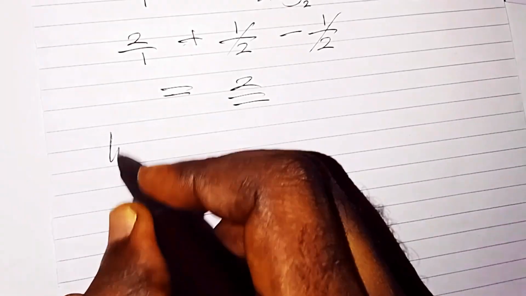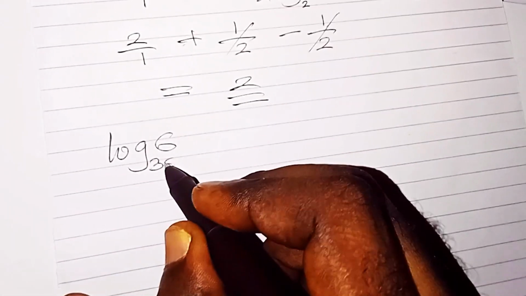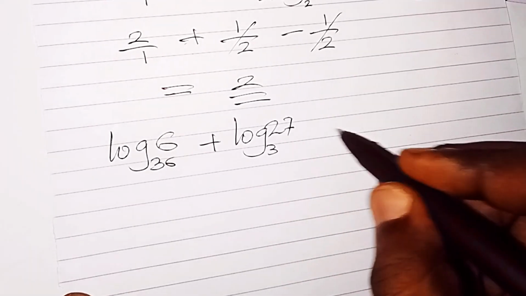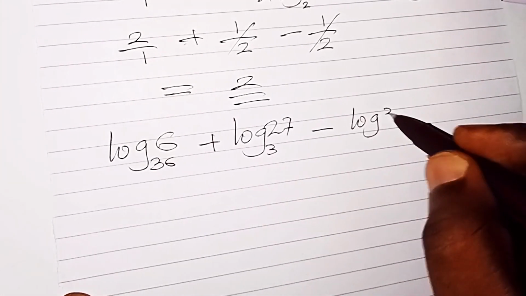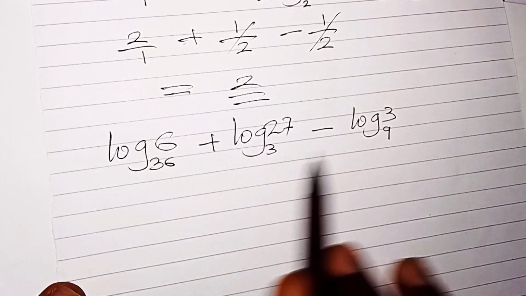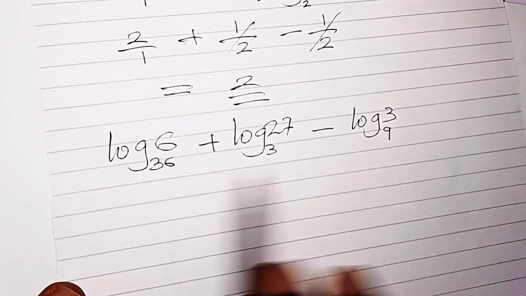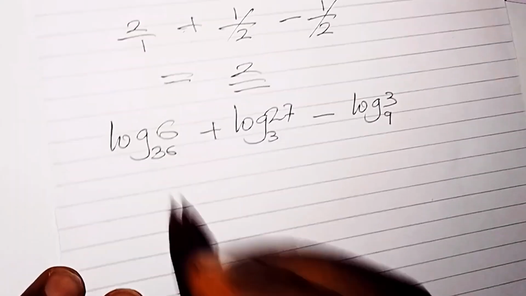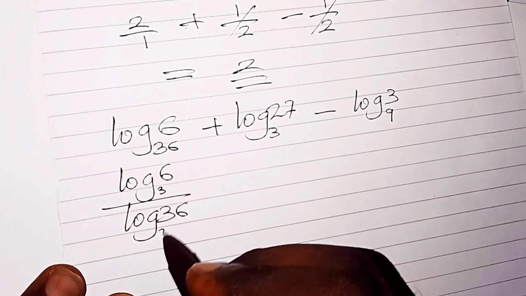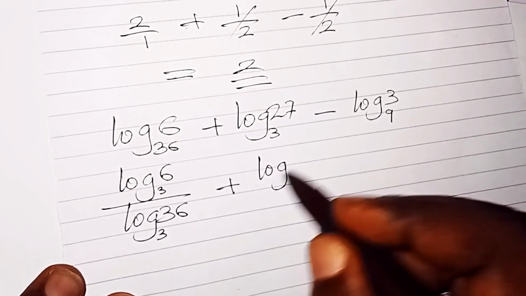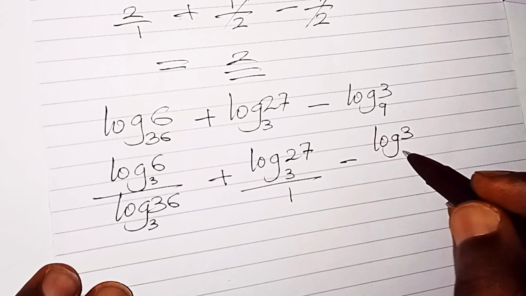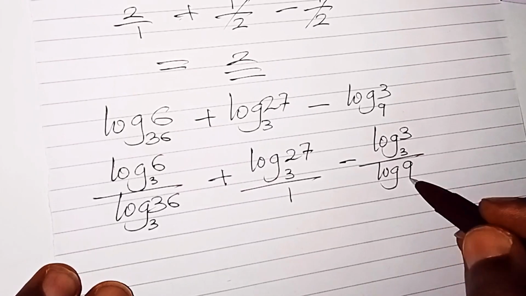We have to solve log 6 base 36 plus log 27 base 3, and then minus log 3 base 9. Okay, we can just go straight and make sure that all the bases we have there is 3. So we can change this one to base 3 and change the base 9 there to base 3. So changing this to base 3, this is going to be log 6 base 3 divided by log 36 base 3 as well, then plus this one is log 27 base 3 probably over 1, minus this is going to be log 3 base 3 divided by the log of the base, log 9 base 3.